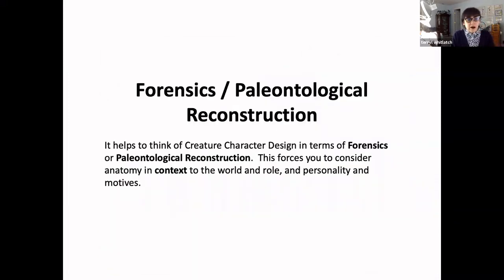And a lot of what I also do, besides working for the entertainment industry, is I work with scientists, and I do a lot of wildlife and also paleontological reconstruction. And paleontology, by its very nature, is all about forensics, trying to figure out what ancient life looks like from its closest living relatives. And so in a way, paleo reconstruction is a sort of subset of creature design, but we're forced to consider anatomy in context to, well, our past history on this planet.